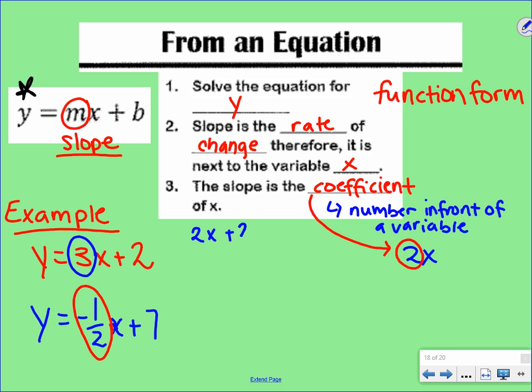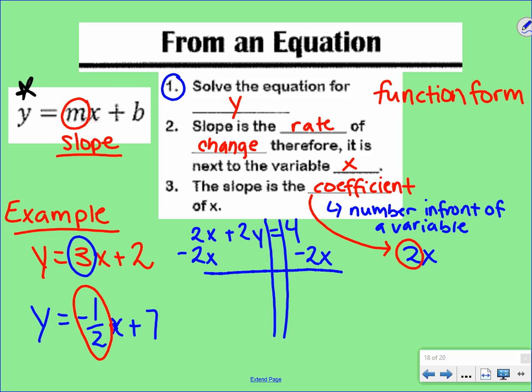Well, that equation is not solved for y. So we have to first do step 1, solve the equation for y. We're going back to our chapter 3 skills. So first step is to move the x by doing the opposite. 2x minus 2x is 0. Bring down the 2y. Equals, we cannot put 4 and 2x together, so we do 4 minus 2x. We leave it just like that.